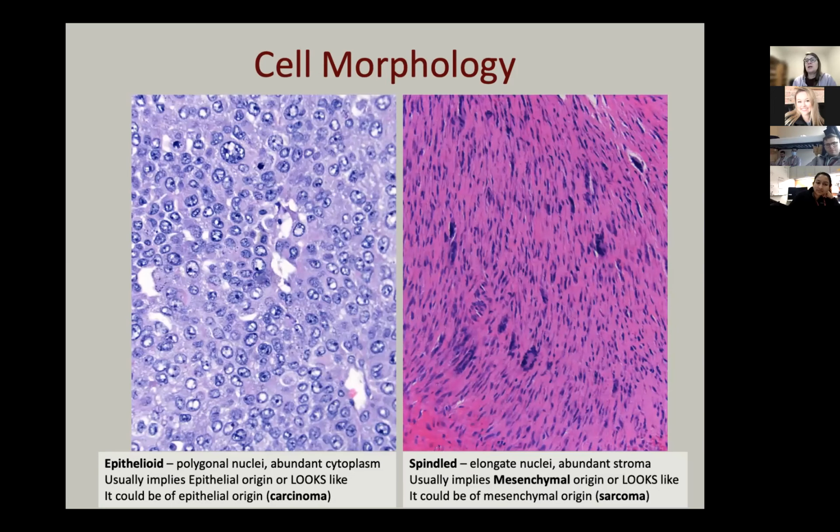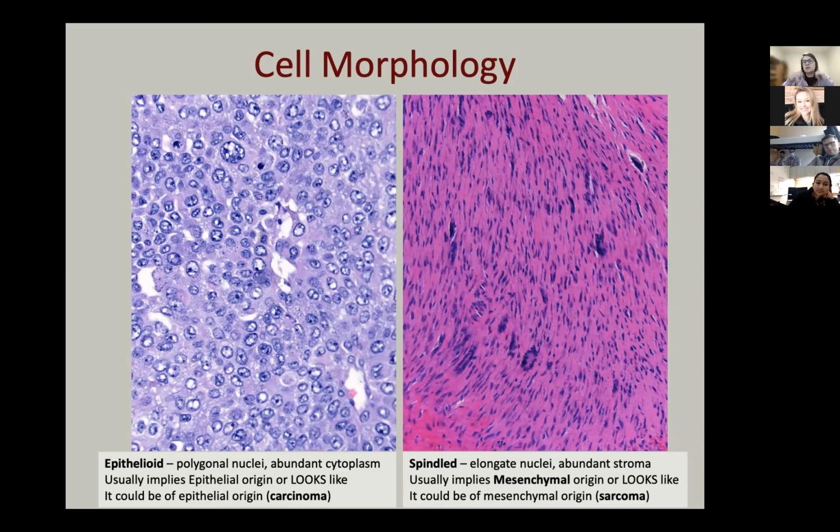As already mentioned, the cell morphology generally ranges from something plump or epithelioid to something spindled. Epithelioid means there's lots of cytoplasm. The nuclei tend to be larger and ovoid or round. And this is suggestive that it could be of epithelial origin or resembles something of epithelial origin. On the other hand, spindle has elongated nuclei with tapered cytoplasm. This generally implies something of mesenchymal origin or something resembling mesenchymal origin.